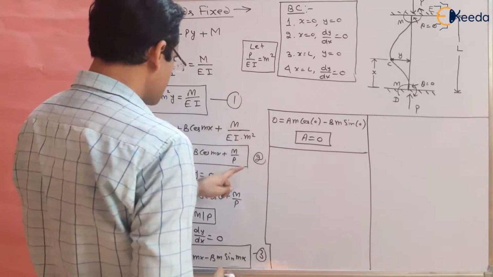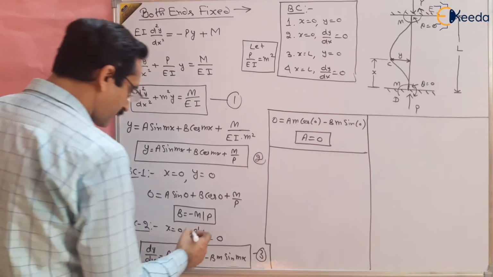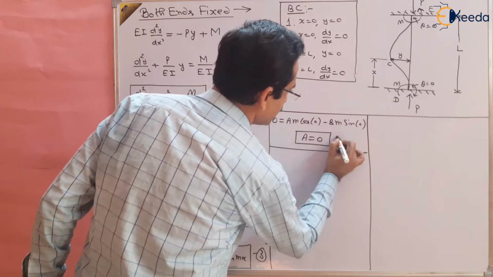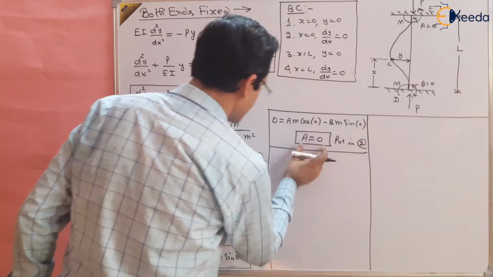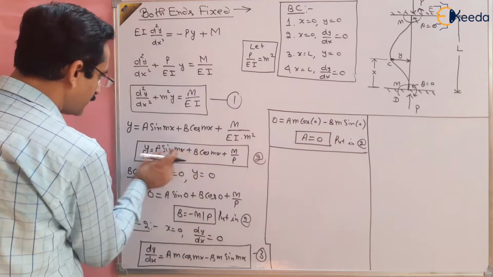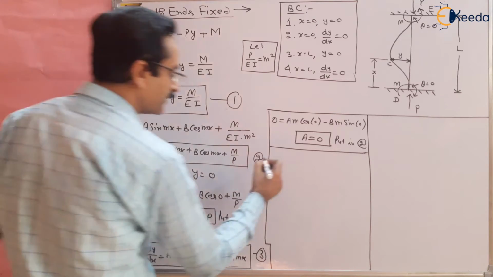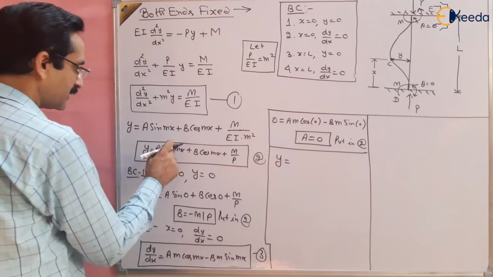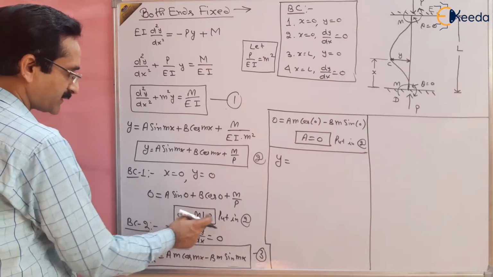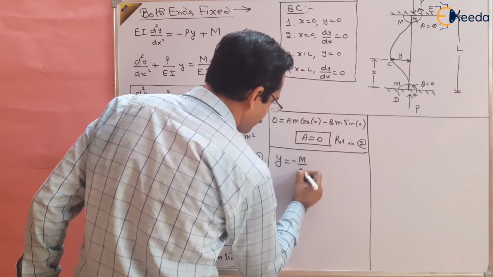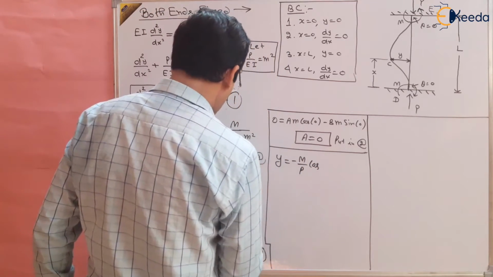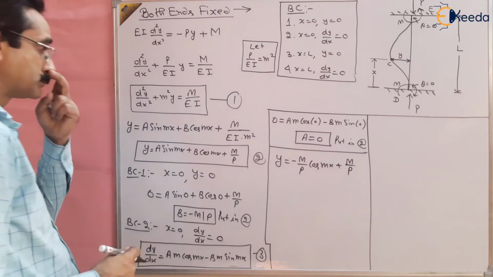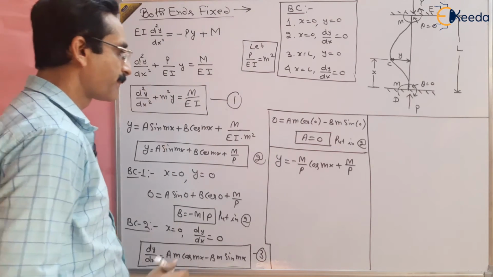Put in equation number 2, a equal to 0 and b equal to minus m by p. What you will get is the new equation: y is equal to a sin mx, with a being 0 it becomes 0, plus b cos mx, b is minus m by p, so minus m by p cos mx, plus m by p, right? So this is the new equation.